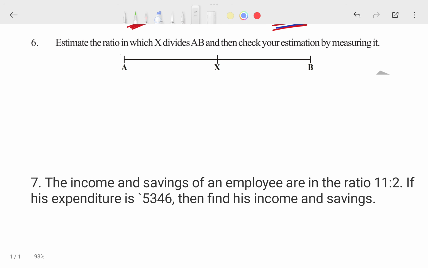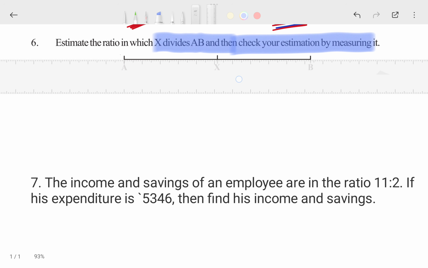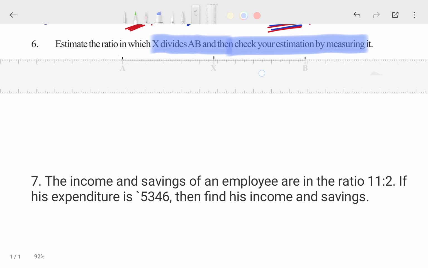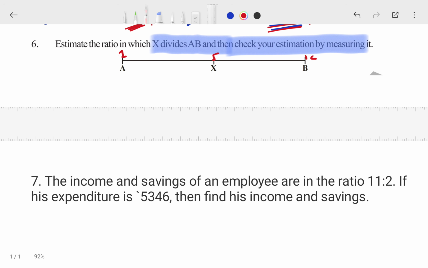What this sixth question is telling is: estimate the ratio of x, which divides a, b, and check the estimate by measuring. Generally if you have a scale, then it's good. Let's suppose this is a scale, I have a scale. I'm taking this image something smaller to be equal size. Let's suppose this is 1, and this is 10, and the middle part is 5 only.